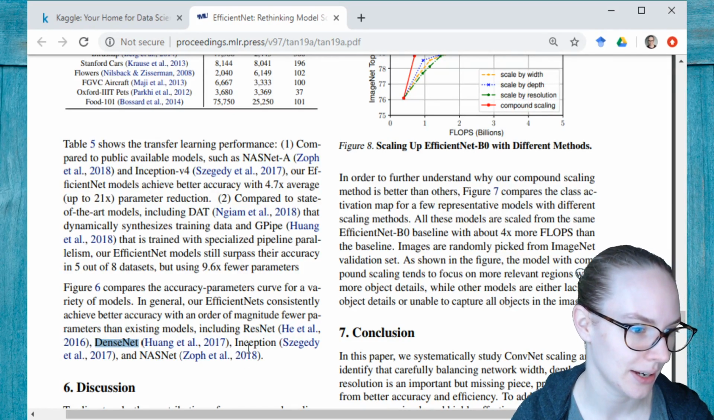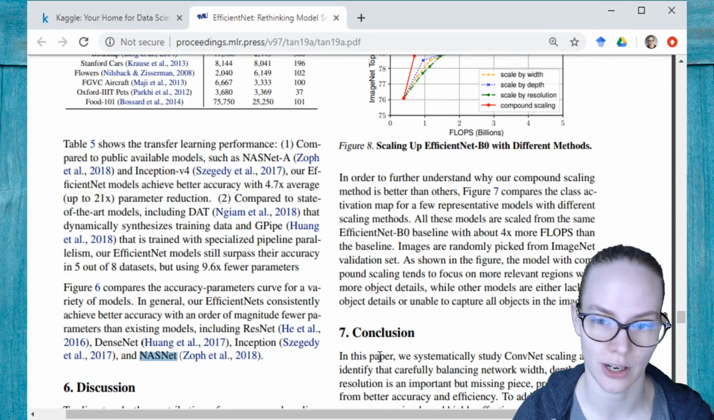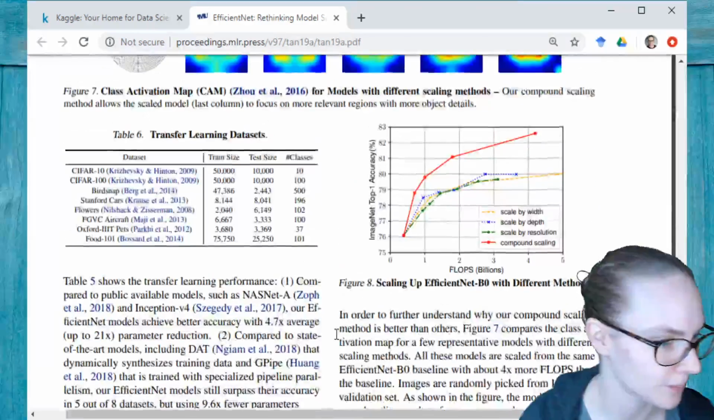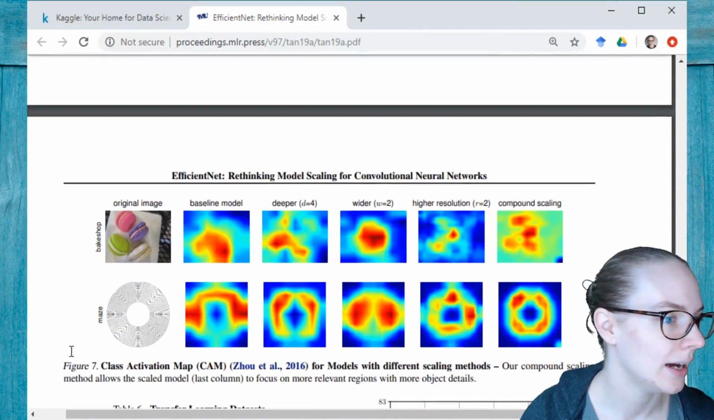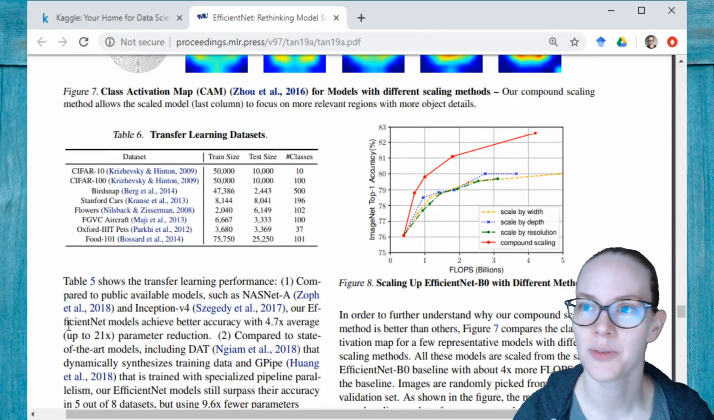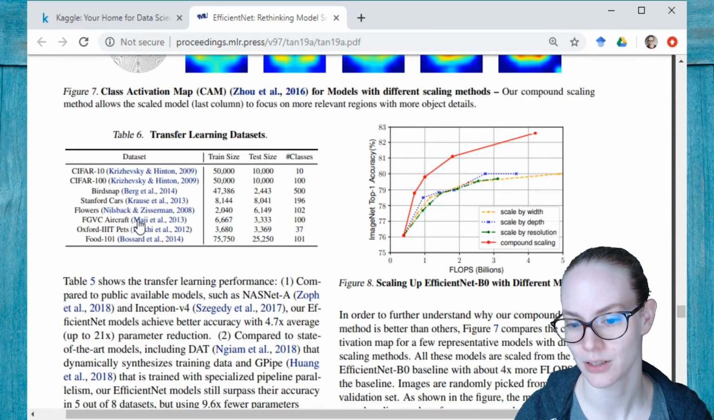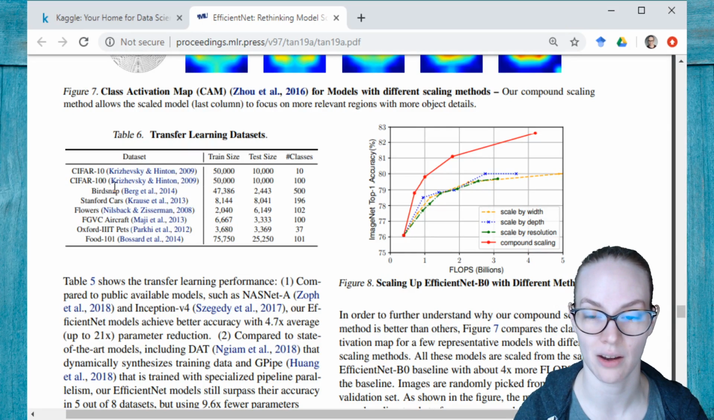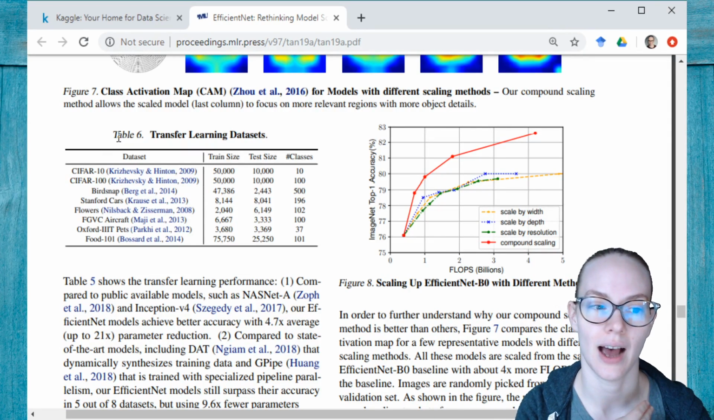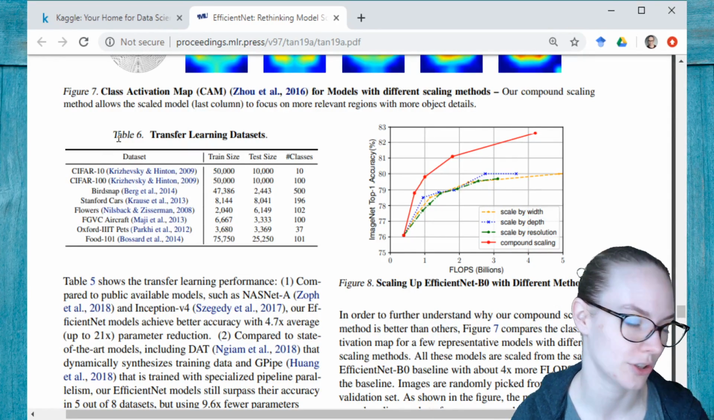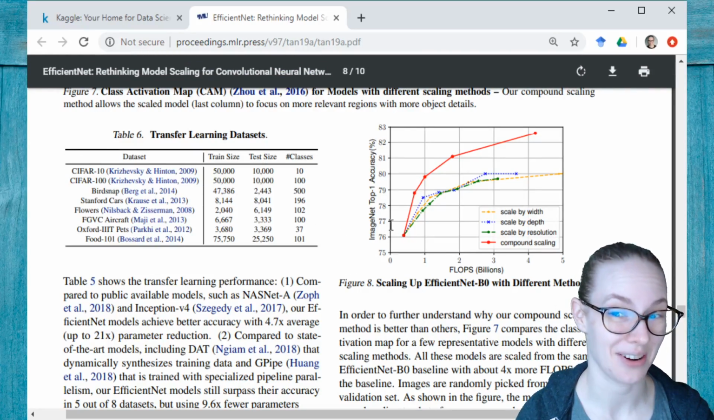So hand-built, neural architecture search, and EfficientNet was also found through neural architecture search. And the promise of neural architecture search is that it helps us find good families of models, and then we can just use those families of models, and you don't have to keep doing the neural architecture search because, again, very expensive.